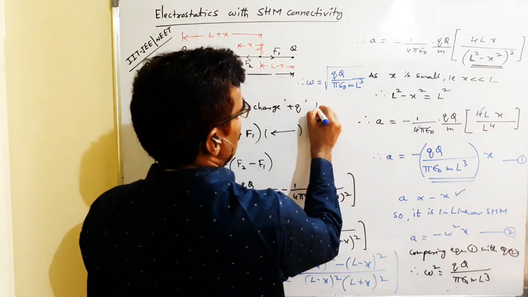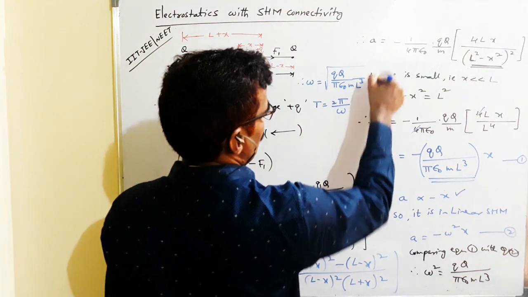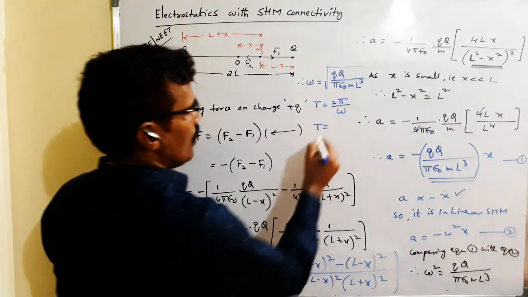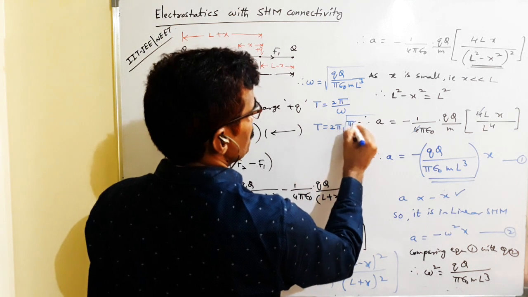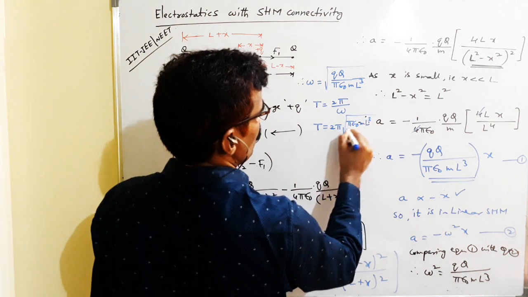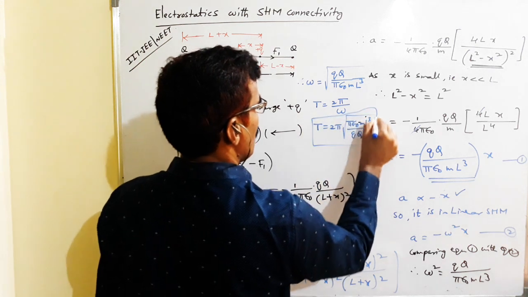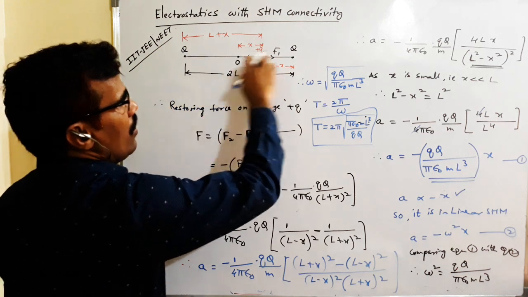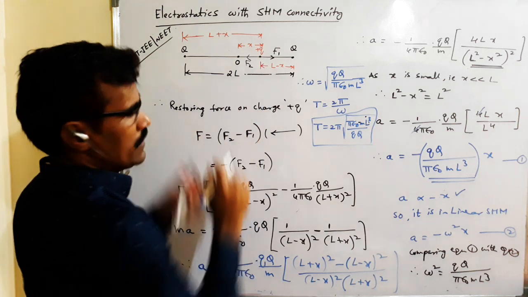Its time period T is equal to 2 pi by omega. Substituting the omega value here, we get T is equal to 2 pi root over pi epsilon naught m L cube by qq. This is the time period of the charged particle if it is displaced slightly along the line joining them and Q is positive, it is in SHM.